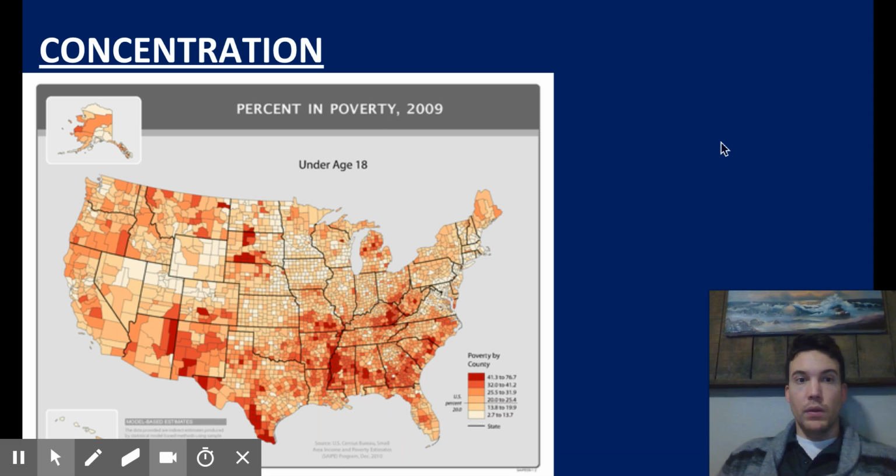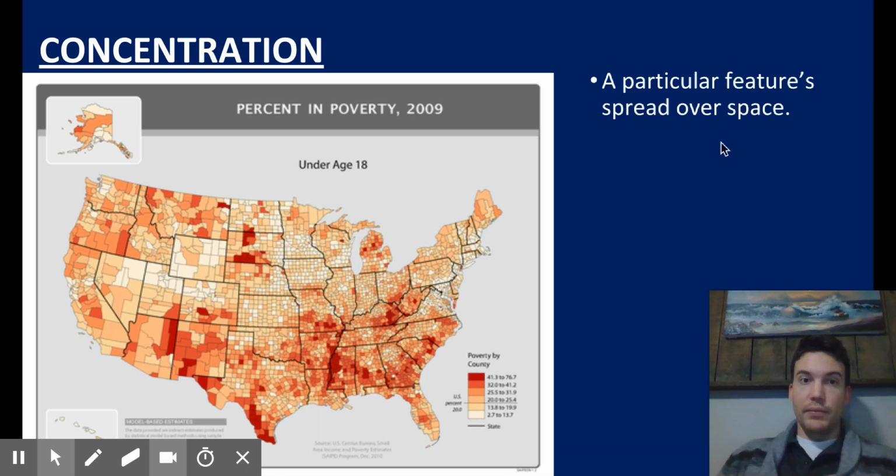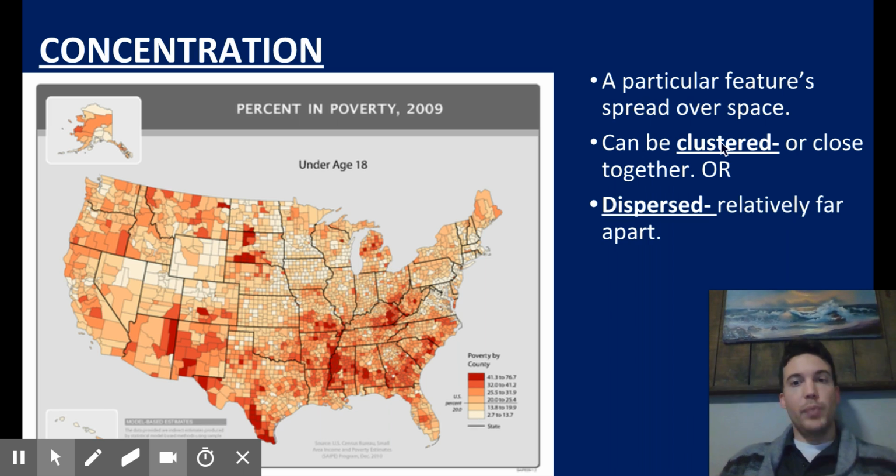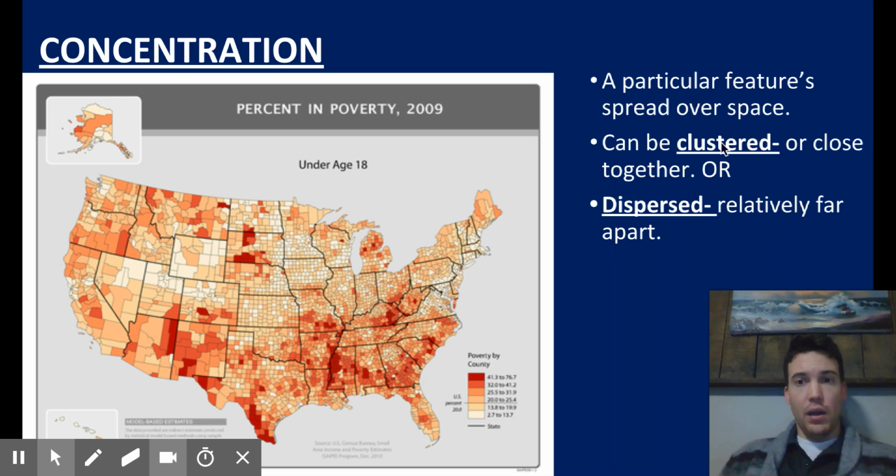Interesting, though. The other word you're going to need to know is concentration. It's different than density, but concentration is a particular feature's spread over space. Its spread, or the way it looks, can be clustered, meaning close together, or dispersed, meaning relatively far apart. So you could have something of very high density, but that density could be either clustered or dispersed, if that makes sense. So it's either clustered, meaning things are really close together.